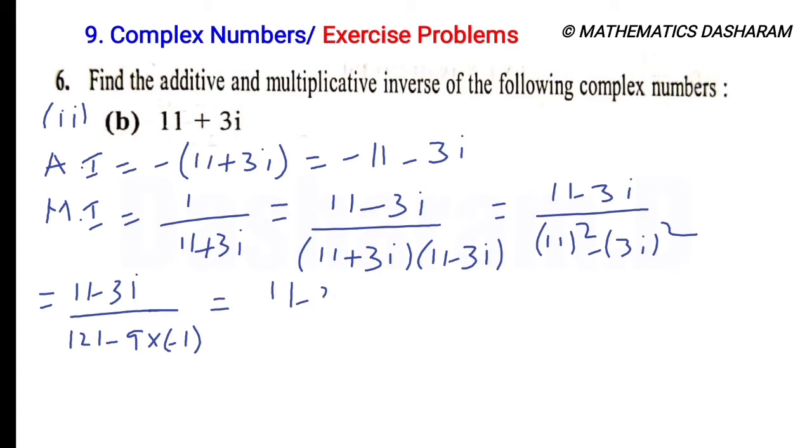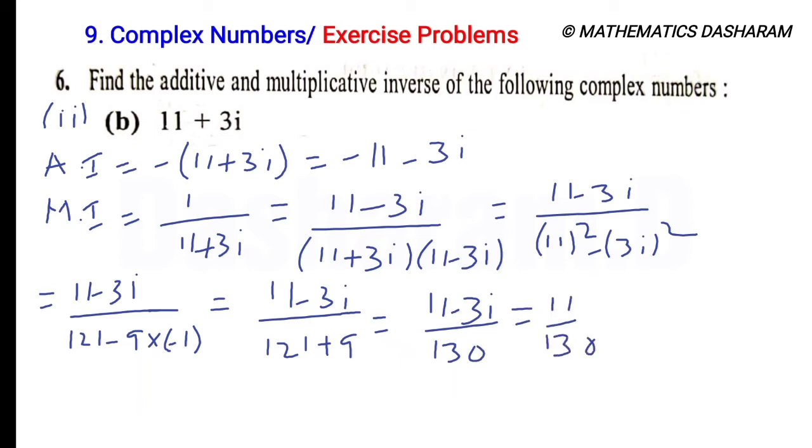So (11 minus 3i) divided by 121, 9 into minus 1 is plus 9. So (11 minus 3i) divided by 130. So it is equal to 11 by 130 minus 3 by 130 into i. So this is the multiplicative inverse.